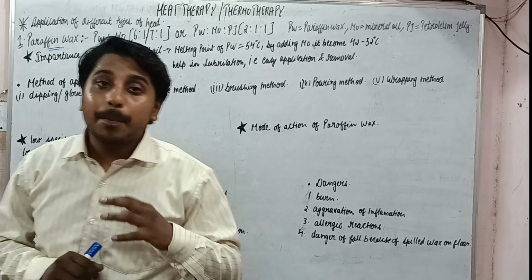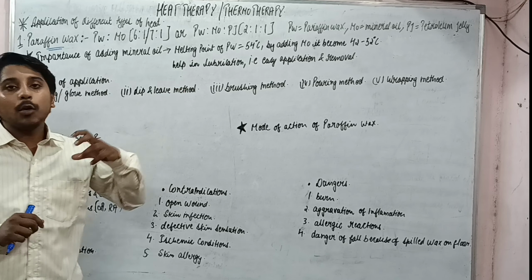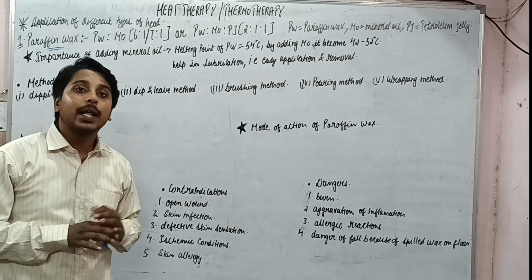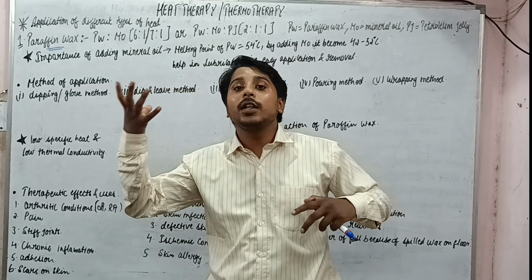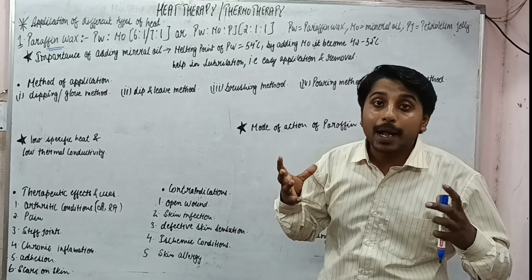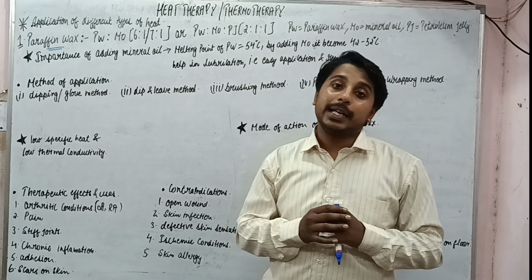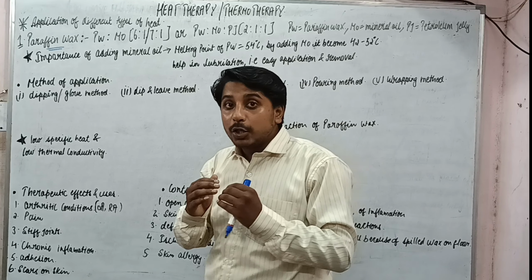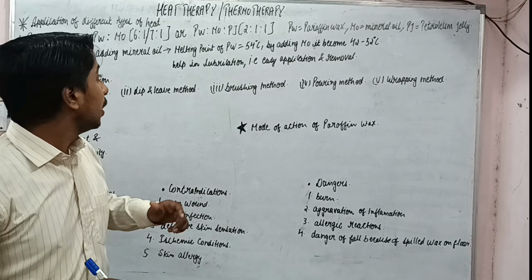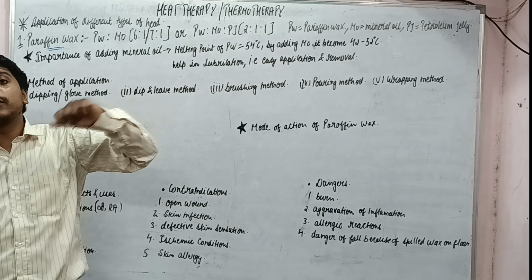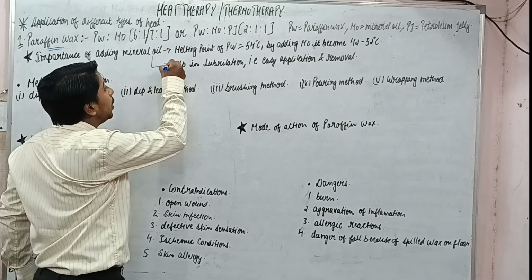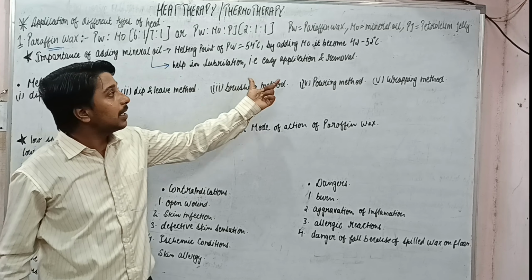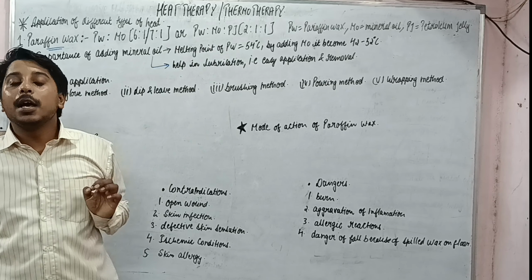Here, what is the importance of adding mineral oil? Why are we adding mineral oil? The normal melting point of wax is around 54 degrees Celsius, but by adding the mineral oil, its melting point is reduced to 42 to 52 degrees Celsius. Also, this mineral oil helps in lubricating, that is, easy application and easy removal.